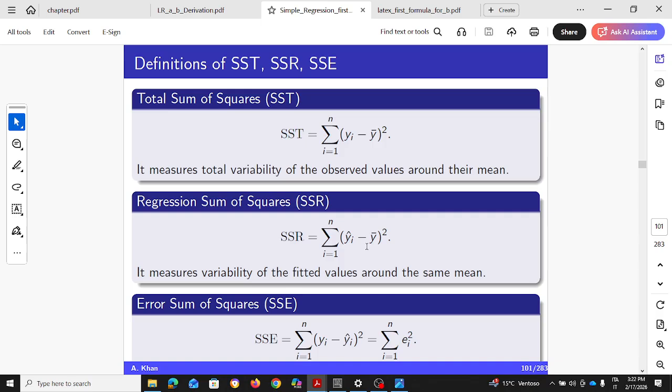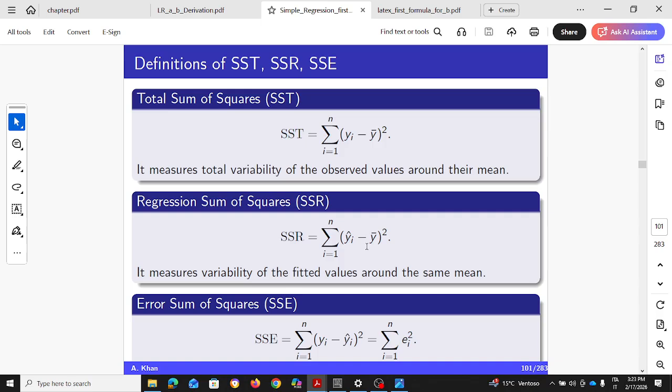yi minus this should be SST, the total sum of squares, which is equal to the decomposition of these two terms. From here to here is the error term, which is y minus y hat. This is SSE. And then from here to here, this is SSR. Is that clear?